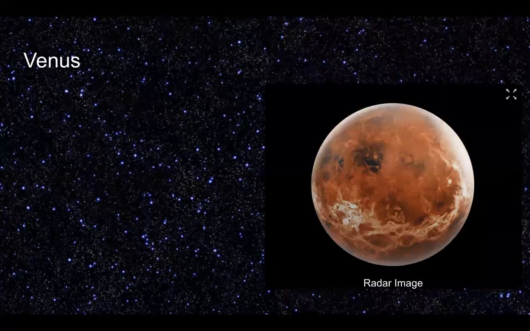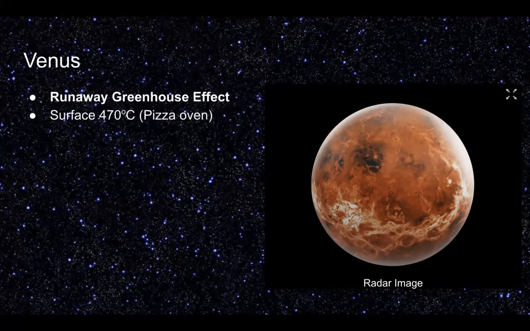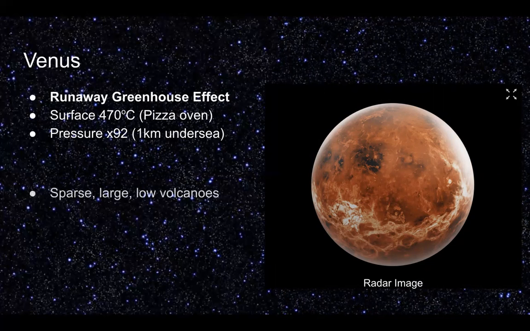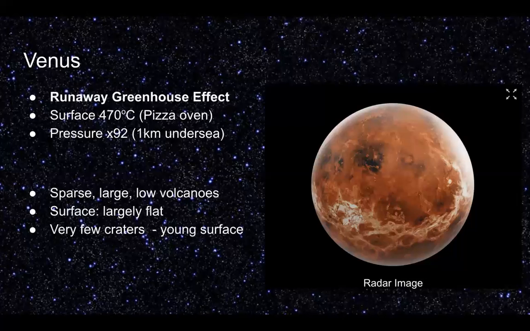A radar image of Venus shows that it's got a surface temperature that's the equivalent of a pizza oven, 470 degrees. You have a pressure that's the equivalent of being a kilometre under sea. It has large, sparse, low-shield volcanoes. Its surface is largely flat. Very few craters, which would indicate that it's a young surface.